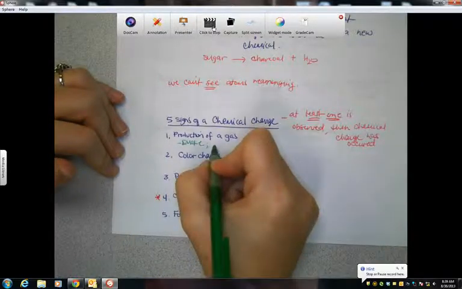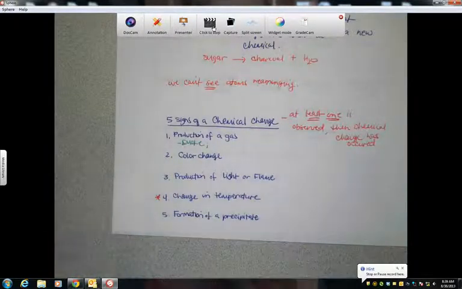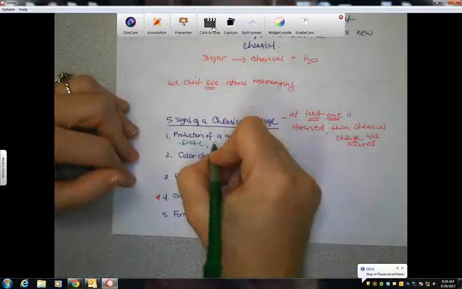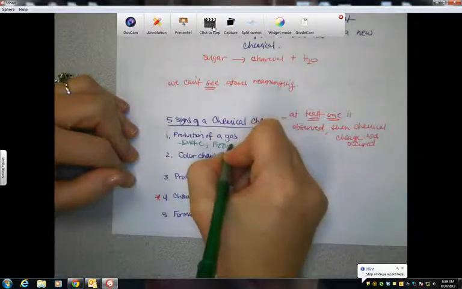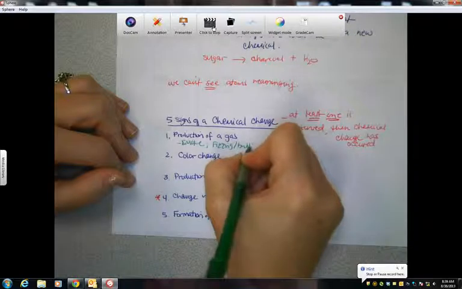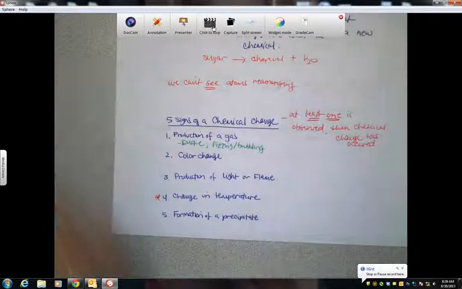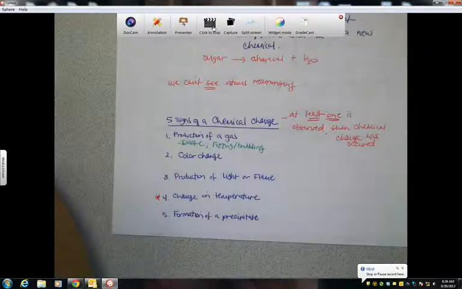Other times, if it's in a solution like vinegar and baking soda, you'll see fizzing or bubbling. So you know that a gas was produced because suddenly this thing starts to fizz and bubble. Now don't get that confused with carbonated soda.